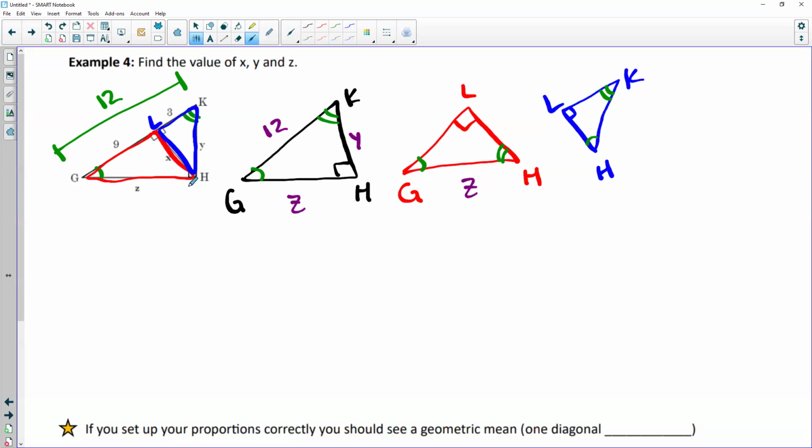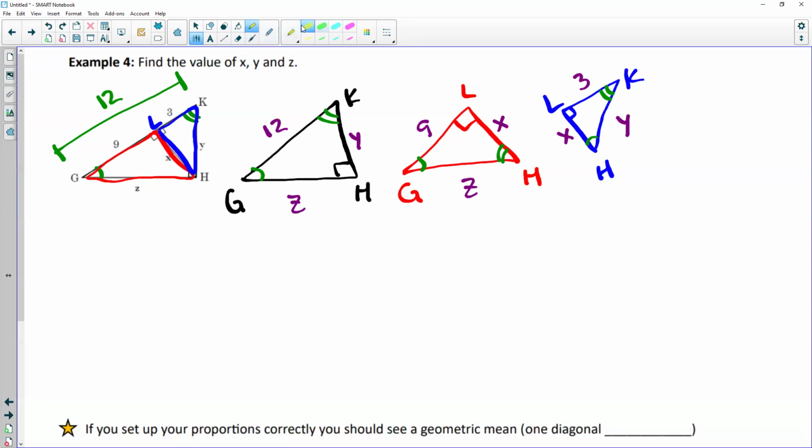From G to H is Z. This piece right here from L to H is X. So that's X. And then G to L is 9. In the blue triangle now, we see that L to K is 3. L to H is also X. And then H to K is Y, right? So we got everything labeled here.